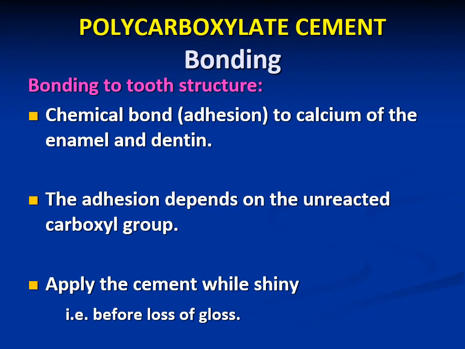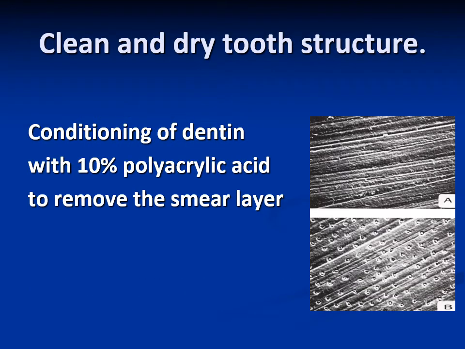When we have plenty of unreacted carboxyl group, it will make a good bond to the tooth structure through its reaction with the calcium ions in the tooth structure. And to have a good bond to the tooth structure, we have to apply it over a clean, dry tooth. The cleaning of the tooth surface occurs with the application of 10% polyacrylic acid. The polyacrylic acid removes the smear layer.